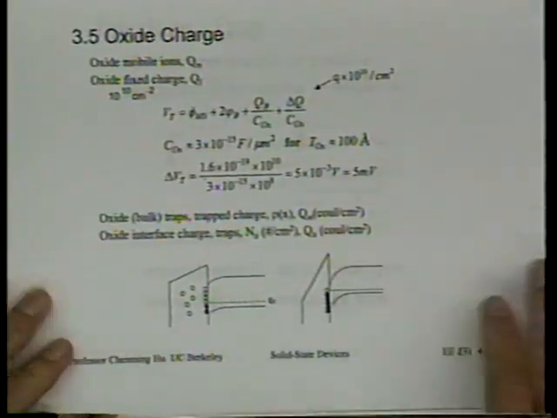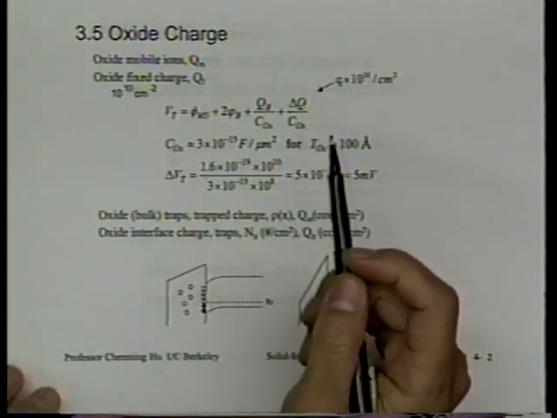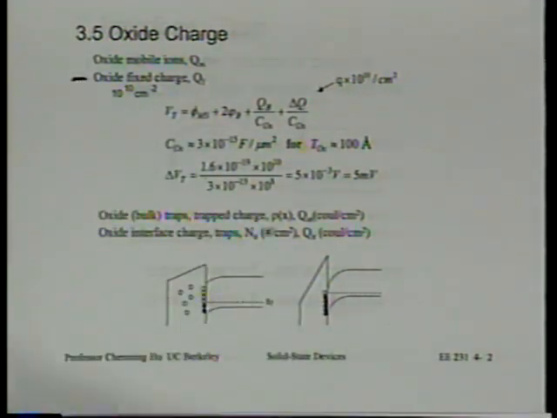All right, now we're going to a new section, 3.5. And 3.5 is, well, this is not new. This is also a review, but we will continue with this section today. We did mention at the end of last lecture that sometimes there is charge in the oxide. There are several kinds of charge in the oxide. I'll start by talking about a simpler kind. That is what we talked about last time. It's called oxide fixed charge.